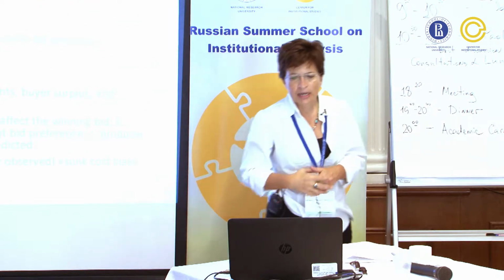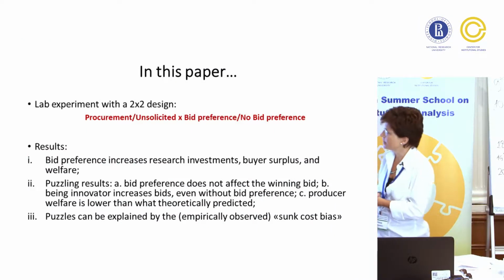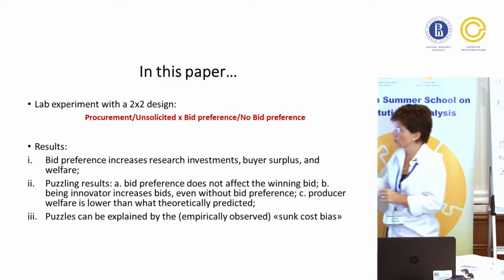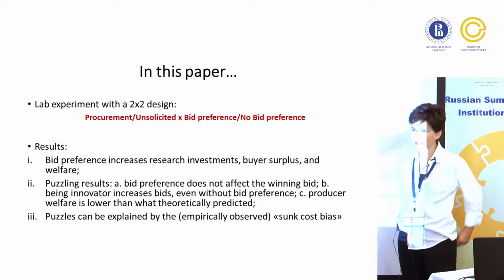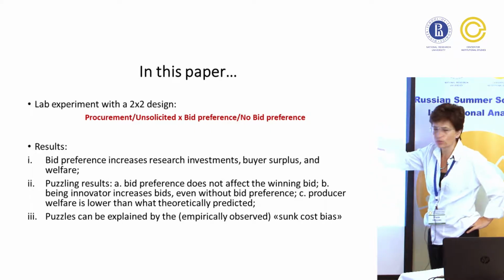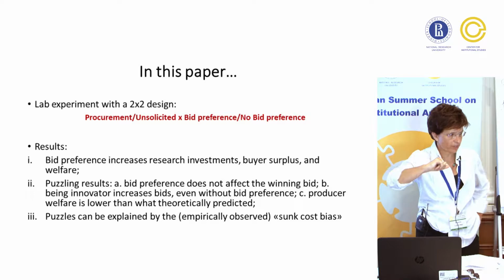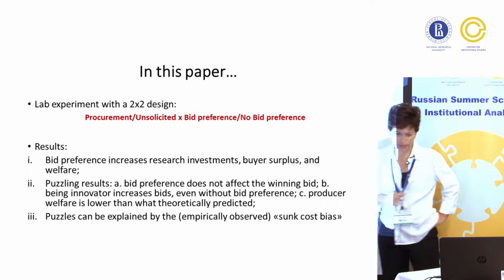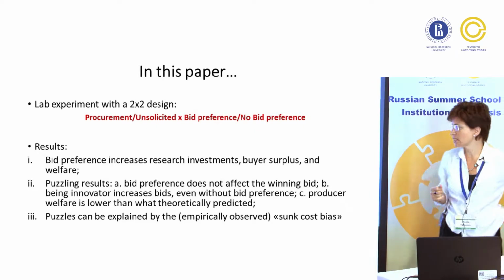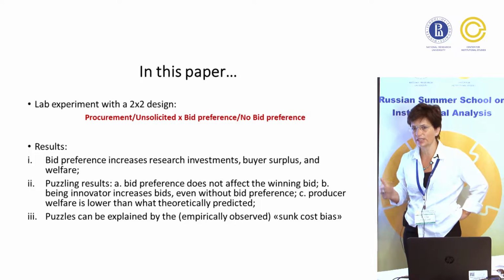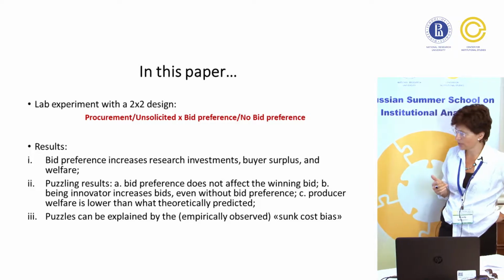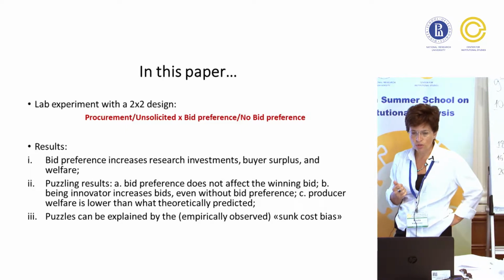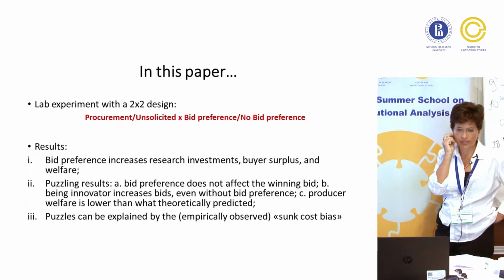Okay? Now, what we do is design a lab experiment with a 2x2 dimension. In which way? We have a treatment which is procurement and a treatment which is unsolicited. In a while I will explain what this means. The other dimension is the presence of bid preferences and the absence of bid preferences.